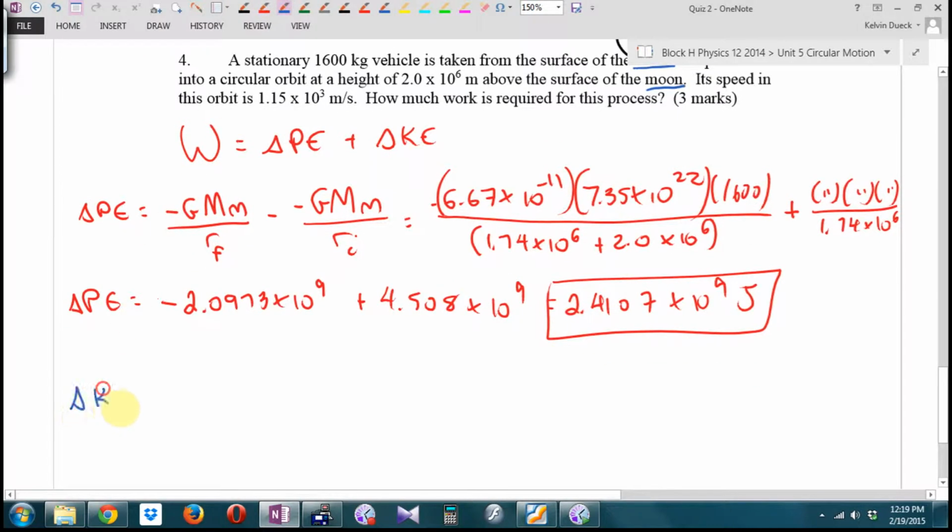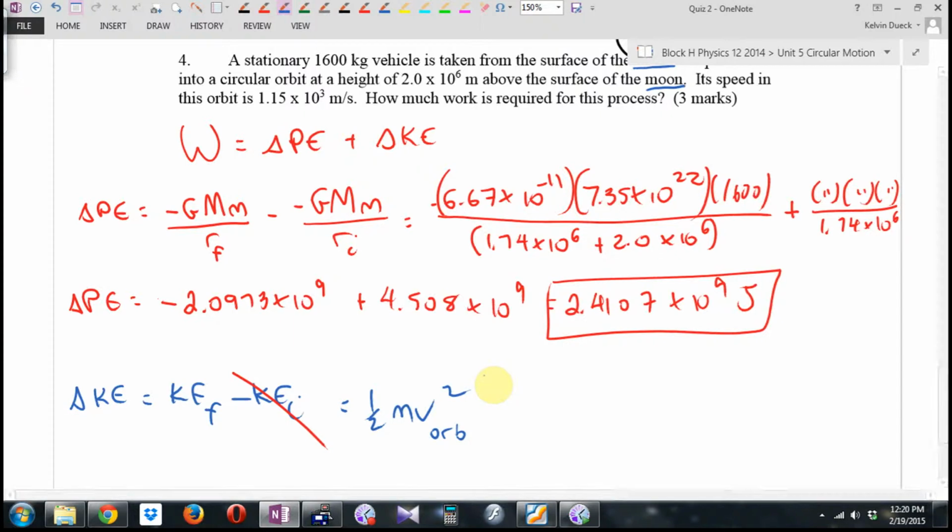Change in kinetic is going to be final minus initial. We're going to assume we start at rest. A half m v orb squared. Now, this is important. I'm going to give you a hint about the test. In this question, did they give me v, the orbital speed? Yes. See it? So this is easier.